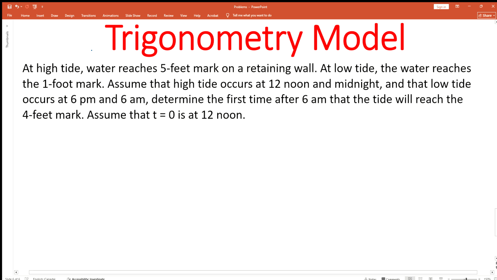So we have to find the time at which the water level will reach 4 feet mark after 6 a.m. In order to determine the first time after 6 a.m. that the tide will reach 4 feet mark, we need an equation for the height of the water at any time t. So first we'll have to find the equation for height in terms of time t. To find the equation, we should sketch the given information.